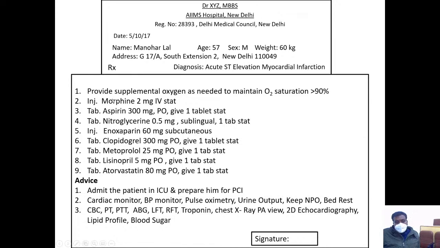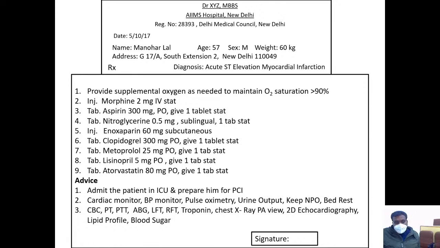Then we are giving antiplatelet agents, aspirin and clopidogrel 300 mg per oral, 1 tablet. Then nitroglycerin, which is a vasodilator, 0.5 mg sublingually, and/or isosorbide dinitrate. Before giving isosorbide dinitrate, you also have to check whether the patient has an inferior wall MI; if so, you should not give isosorbide dinitrate or mononitrate. Then enoxaparin 60 mg subcutaneous. This is a low molecular weight heparin, which is an anticoagulant.